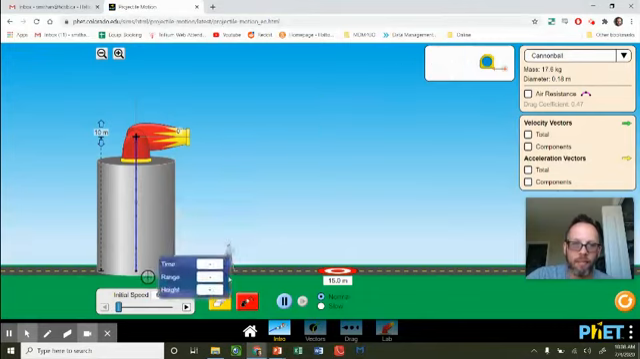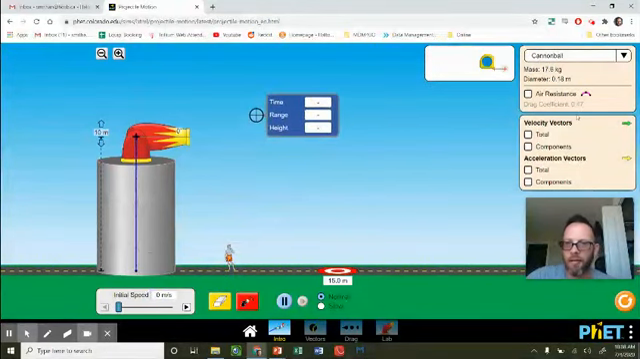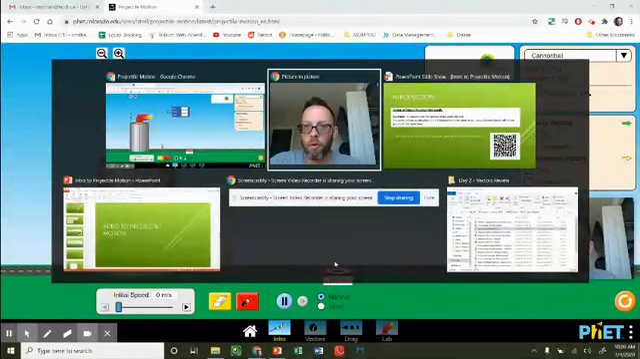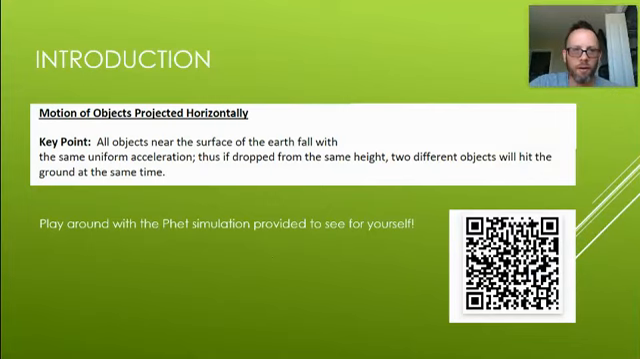If you see the time it takes, it's the same time, 1.43 seconds. And so neglecting air resistance, which you see I have turned off, things accelerate at the same rate due to gravity. It doesn't matter what their mass is. Of course, we know that things that have maybe a large surface area or a lot of drag, like dropping a piece of paper, might have a different acceleration. But near the Earth's surface, all objects fall with the same uniform acceleration, the acceleration due to gravity.